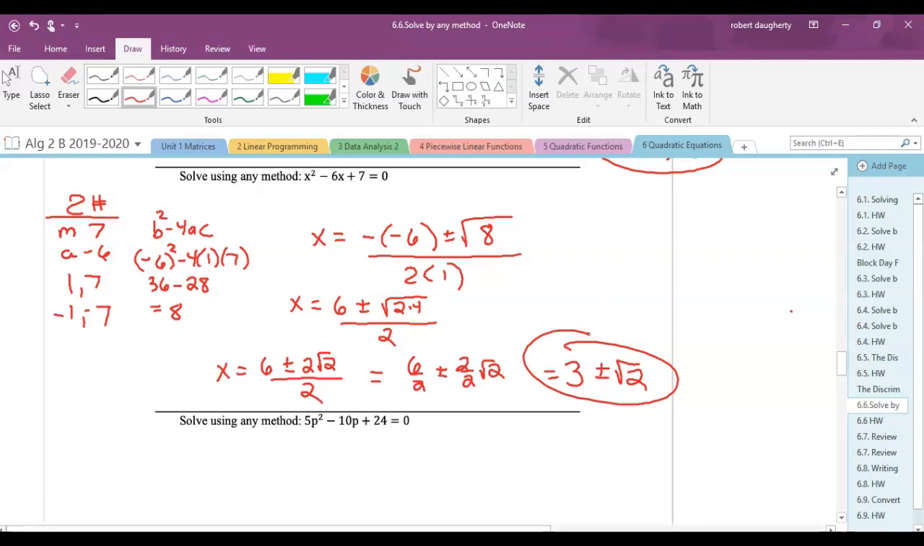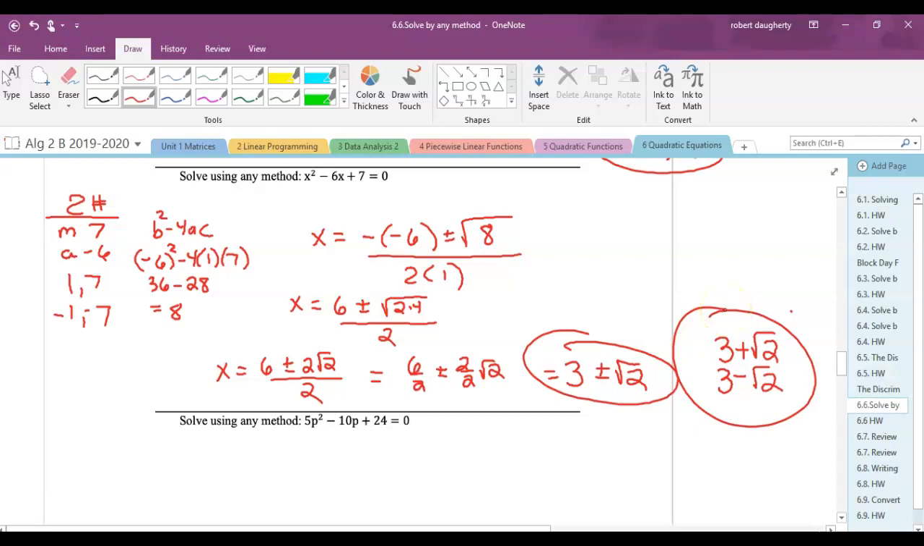Yes, sir. On the x, do we need to put 3 plus or minus the square root of 2, or do you want to put 3 plus square root of 2? Either way, I'll take that as an answer. These are equivalent forms. I would take either of those as an answer.